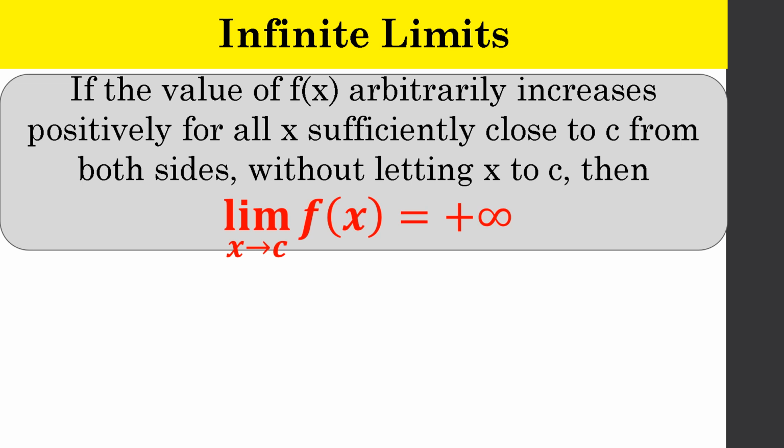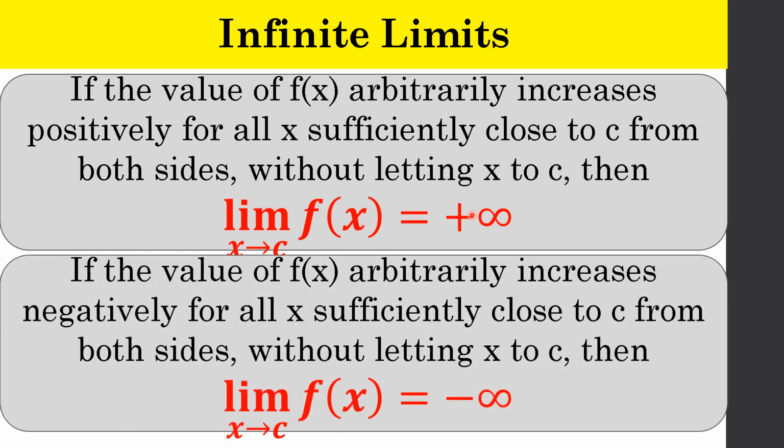Okay, to conclude, if the value of f of x arbitrarily increases positively for all x sufficiently close to c from both sides without letting x equal c, then limit of the function as x approaches c is equal to positive infinity. Likewise, if the value of f of x arbitrarily increases negatively for all x sufficiently close to c from both sides without letting x equal c, then limit of the function as x approaches c is equal to negative infinity.